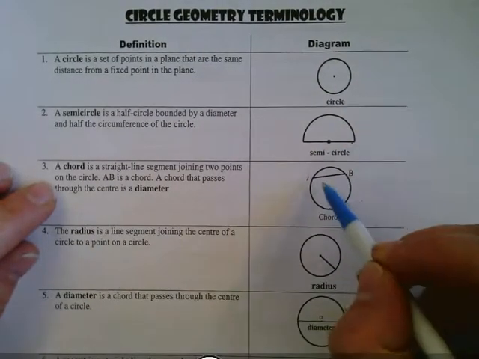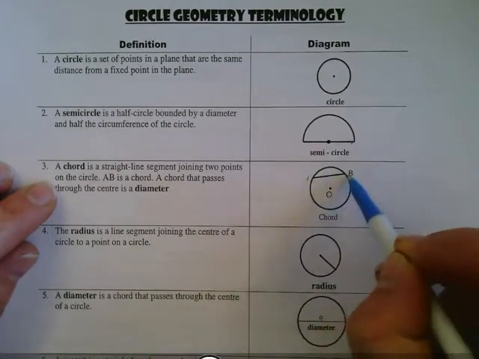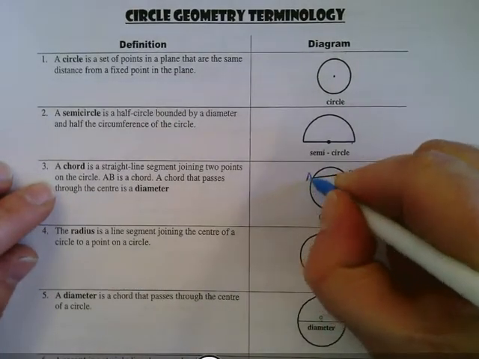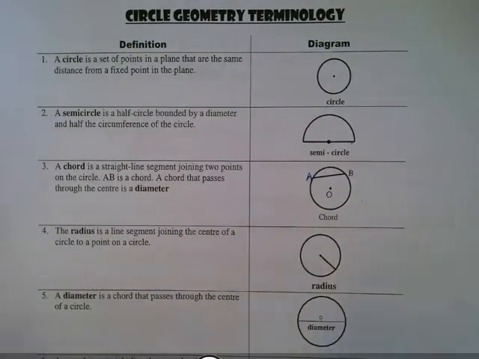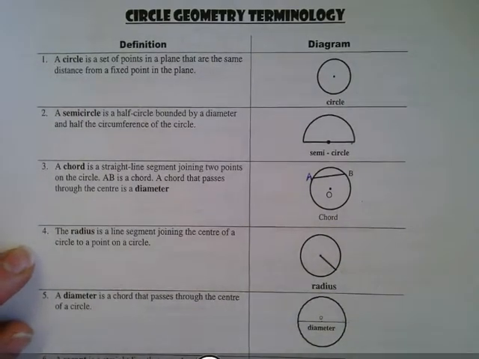A chord is a straight line segment joining 2 points on the circle. For example, here we will say chord AB. So AB is a chord, but a chord, if I jump down to number 5, that passes through the center of the circle, the diameter, is also a chord. It's a special chord that passes through the center. You all know radius: from the center of the circle to a point on the outside of the circle.